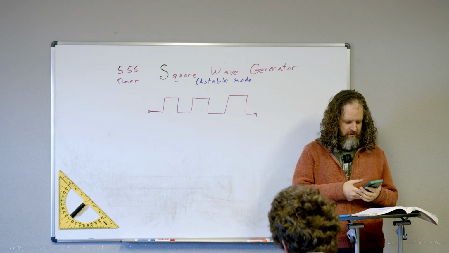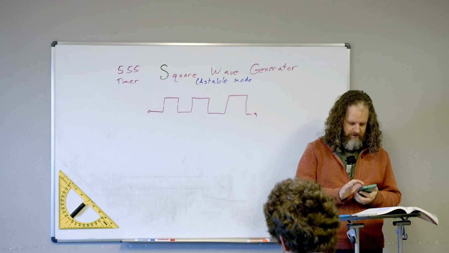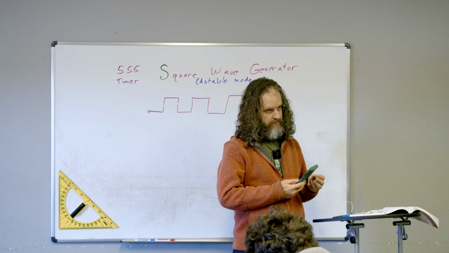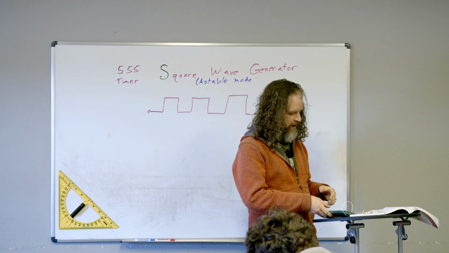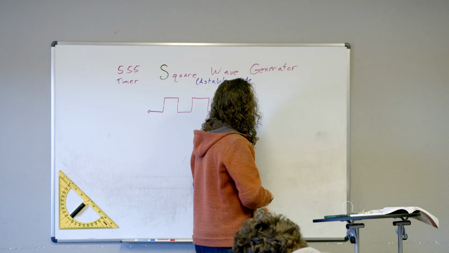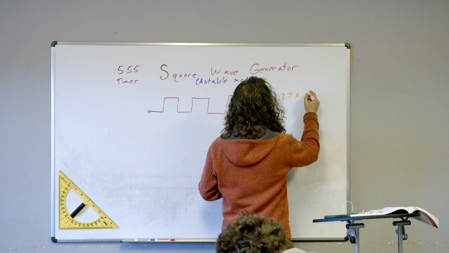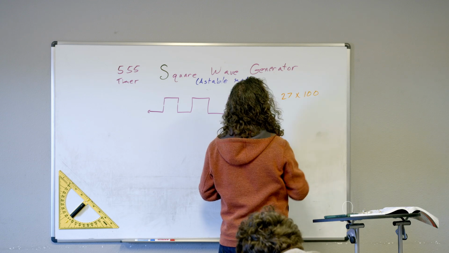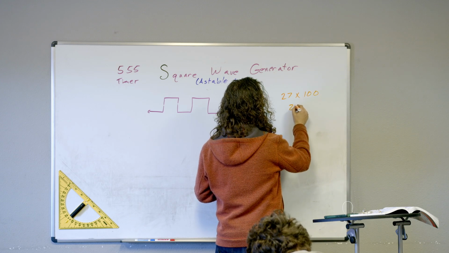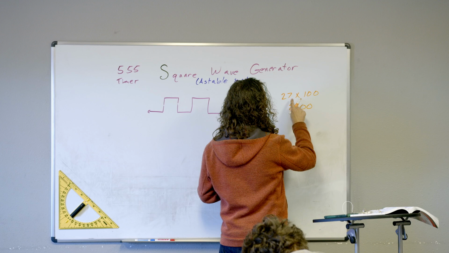You could also use your Google if you want. You're welcome to do that. 2.7. What is red? Red is 2, and then purple is 7, and then red's 100. So is that 270 then? That'd be 27 with 2 zeros, right?